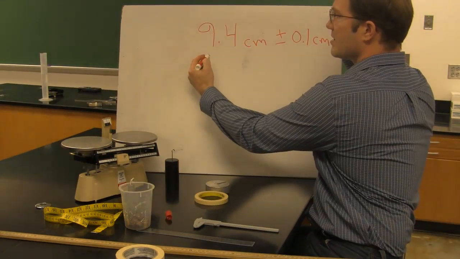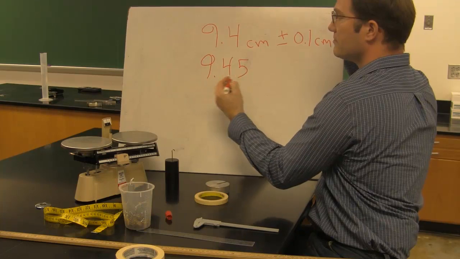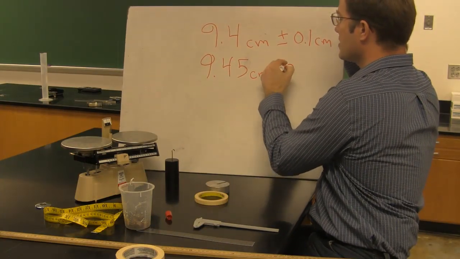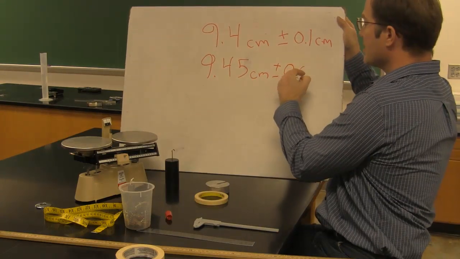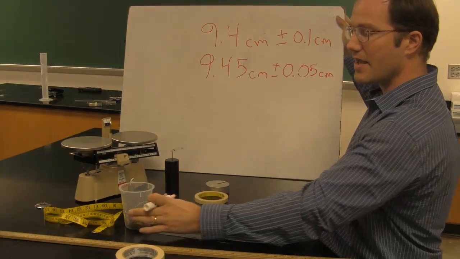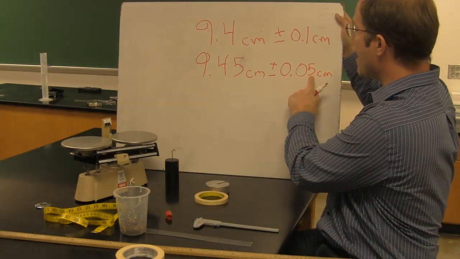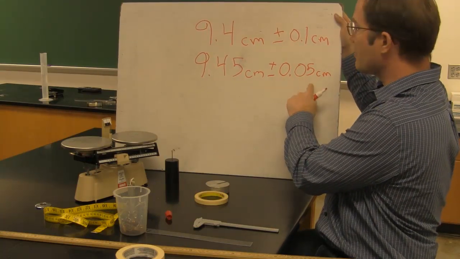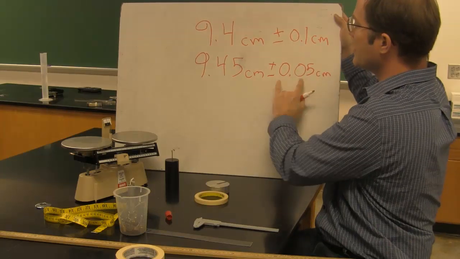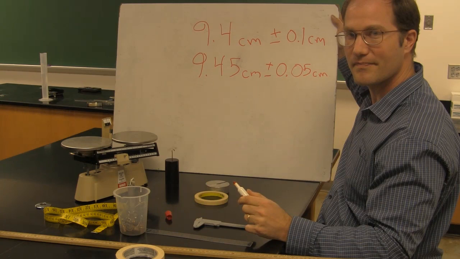I would say that's equal to 9.45 centimeters plus or minus 0.05 centimeters. Now that I'm estimating, my uncertainty has got a little smaller. It's going to the nearest half of a millimeter, or the nearest 0.05 centimeters. And so this is the same measurement, but this one is a little more precise because I'm estimating my uncertainty.